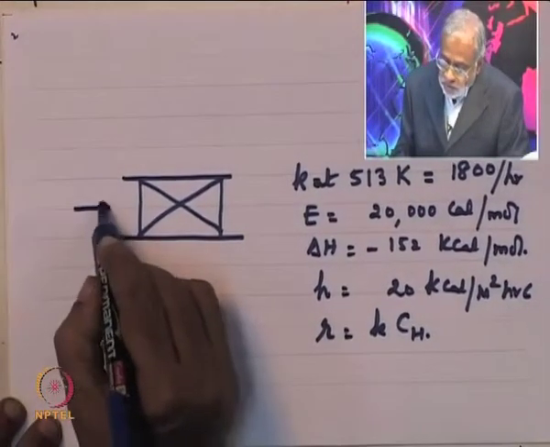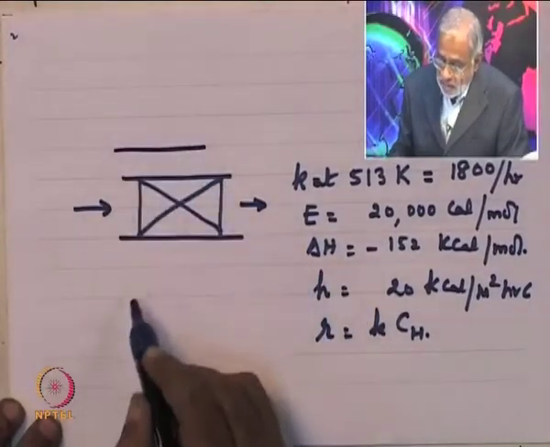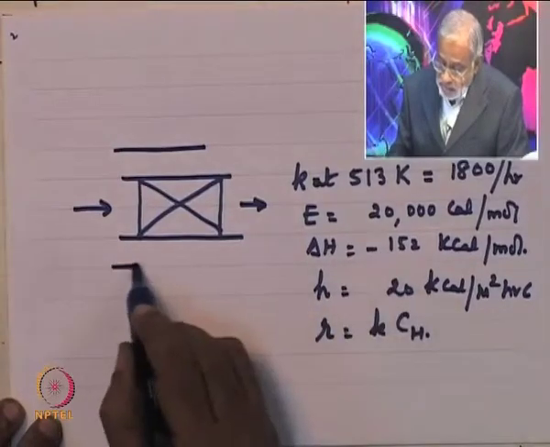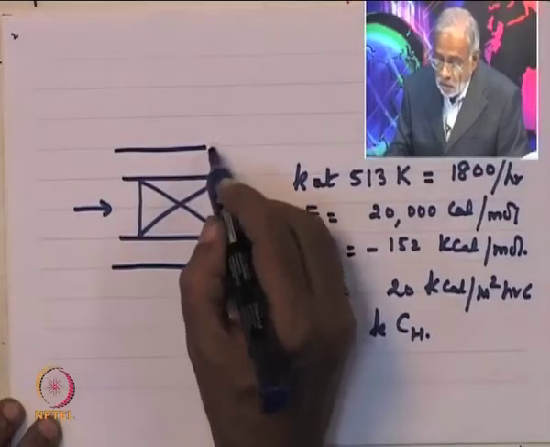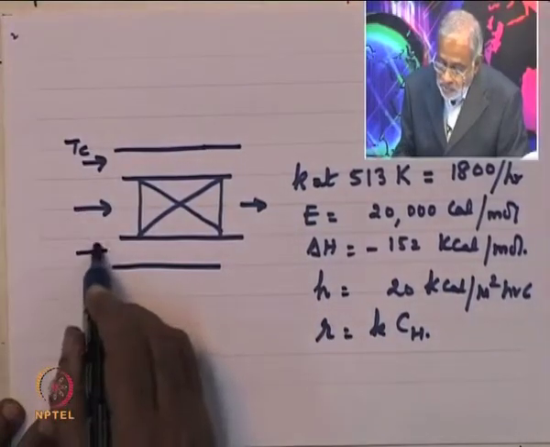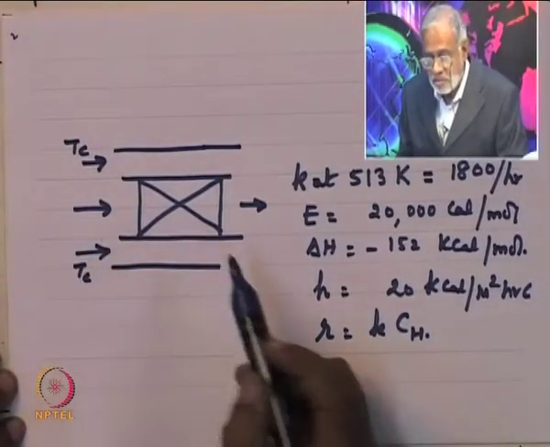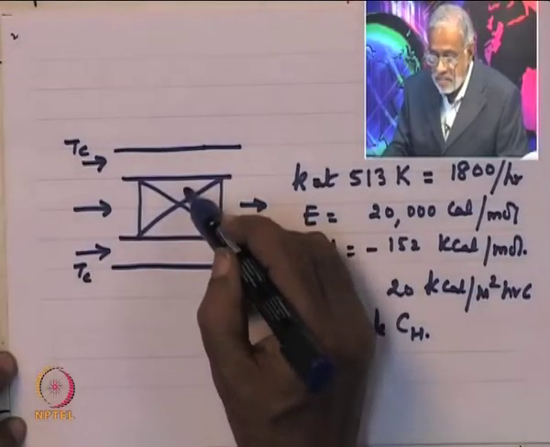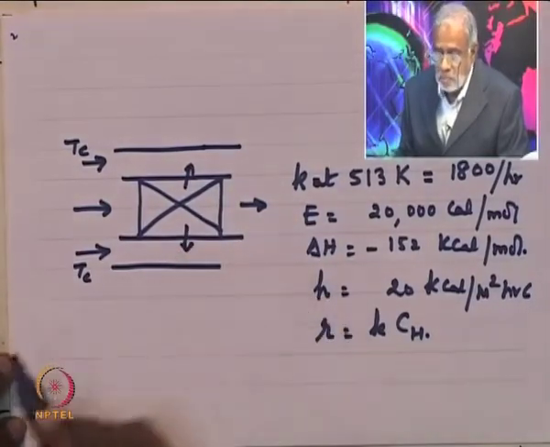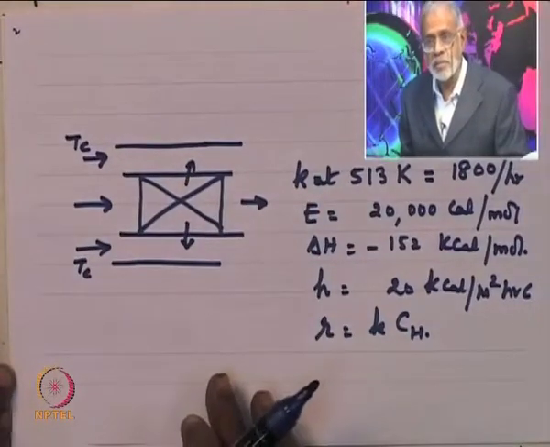Now, feed comes in and goes out, and the reaction occurs. Since it is a very highly exothermic reaction, we need to cool. So, there is a coolant flowing, let us say at temperature T C. As this reaction takes place, a lot of heat gets generated, and this passes on to the coolant. Therefore, the reactor is maintained at a temperature that is appropriate for the process.